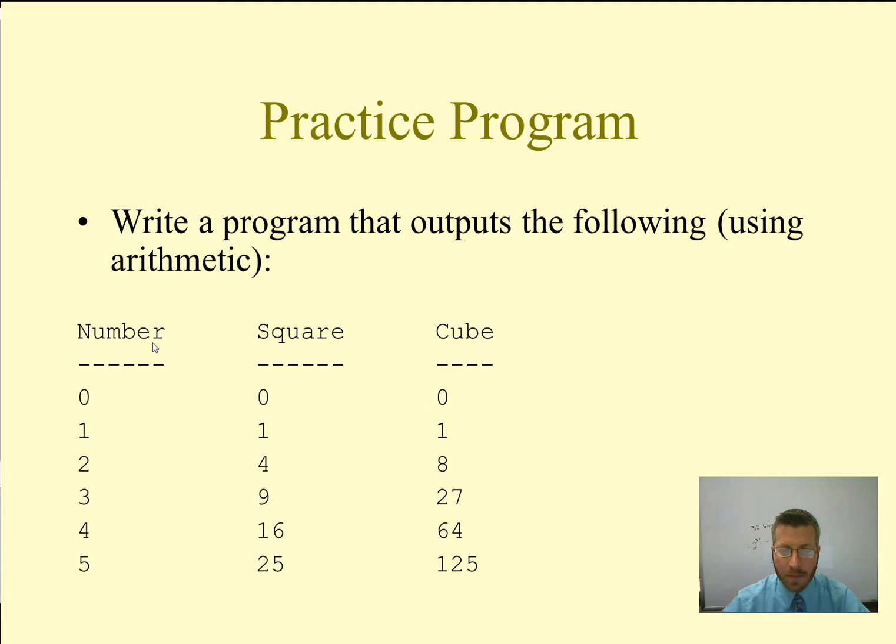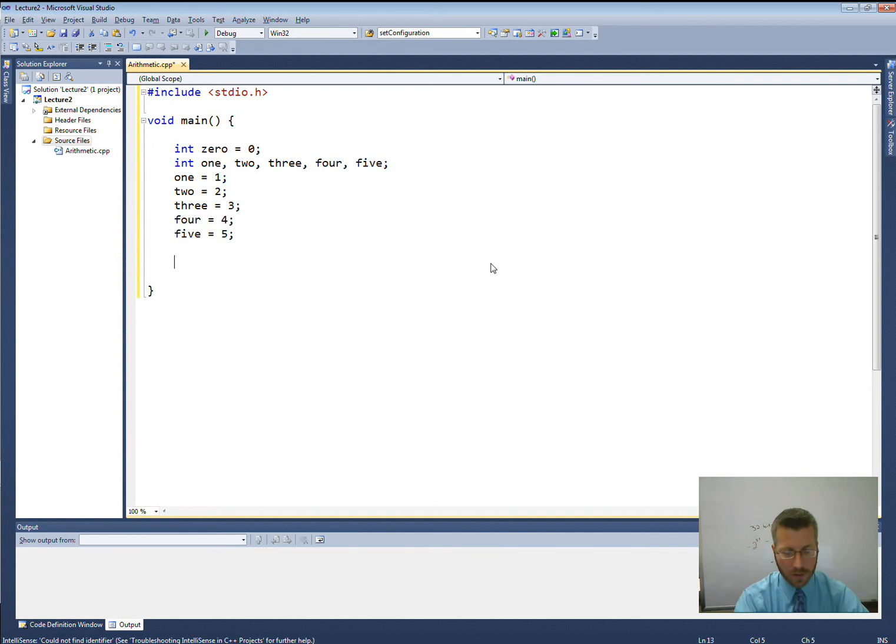So we need to print out number followed by a tab, square followed by a tab, cube followed by a new line. So let's go back to Visual Studio. To do that, I'm going to call printf. I'm going to print out number followed by a tab. I could end it right there. And then I'm going to print out square followed by a tab. And then I'm going to print out cube followed by a new line.